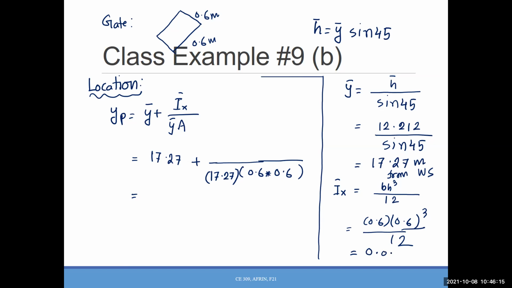0.018 meter to the power 4. Okay, 0.018. Now, what is the final answer we got for yp? That should be very close to 17.27. Right? Because this number is very, very small. So it's kind of same number you are having, which is 17.27. It's like you work a lot, finally, you got nothing.